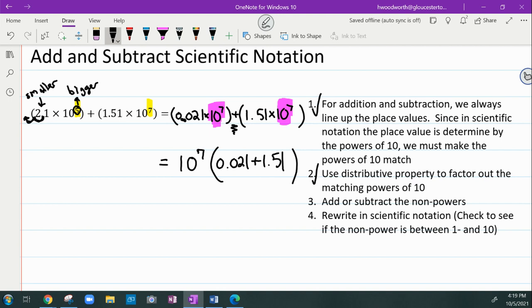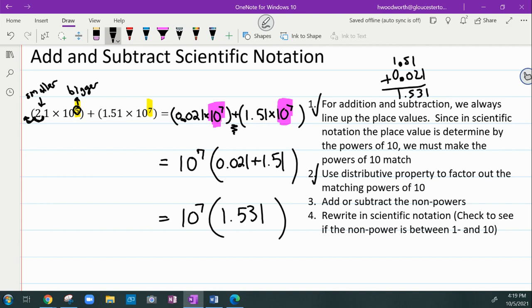We did the first 2 steps. Now, what does step 3 say? It says add or subtract the non-power. So in this case, we're going to be adding. So we have 10 to the 7th. And what do we get when we add those guys? We can do it off to the side. 1.51 plus 0.021. Make sure we line up those decimals. We got to line up the place values. All right, we get 1, 3, 5, and 1. So there we have it. We have 1.531.